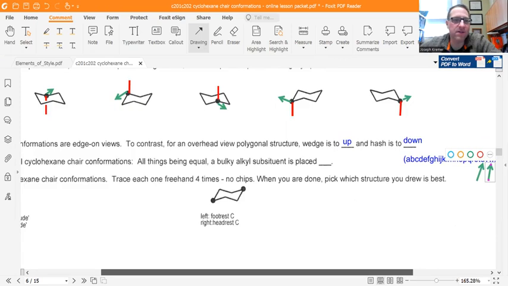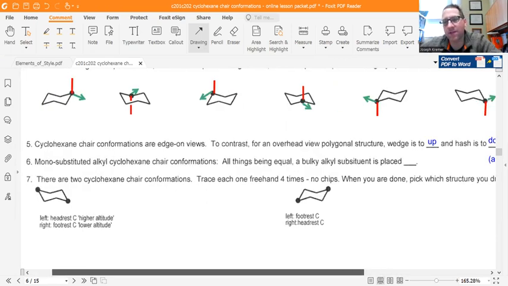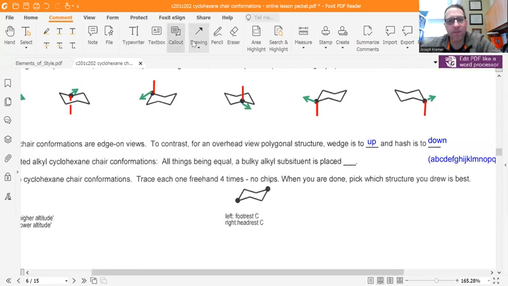Here's an important point. For cyclohexane rings, which have one branch, maybe ethyl cyclohexane or isopropyl cyclohexane or N-butyl cyclohexane or methyl cyclohexane, all things being equal, a bulky substituent is placed equatorially. That's the best place for it. It's more roomy there. More room for a bulky substituent to be placed equatorially along the equator than to be placed axially.